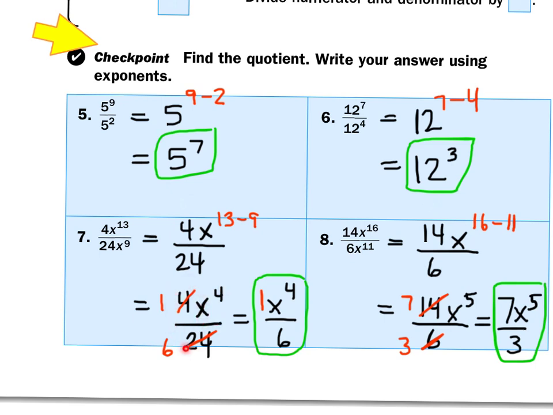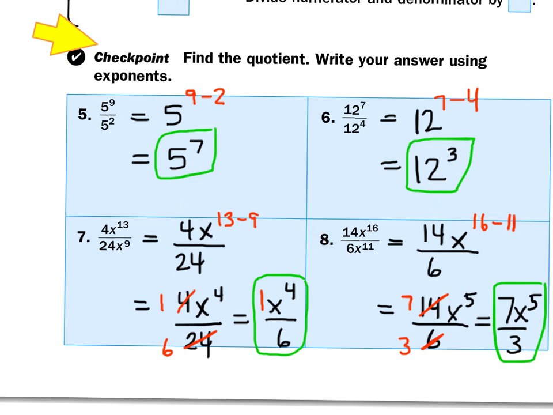And now look at the numbers, okay, the 4 over 24, and reduce it just like a normal fraction. So I divided by 4. 4 divided by 4 left me with 1. 24 divided by 4 left me with 6. So I'd write this as 1x to the 4th power all over 6. Now remember that 1 can be invisible, so you can make it red or let it just disappear.